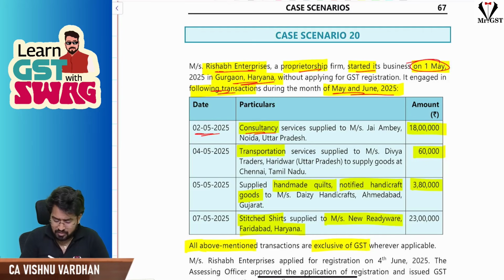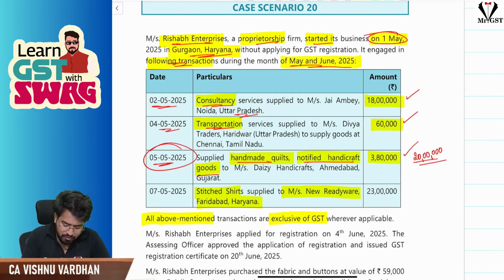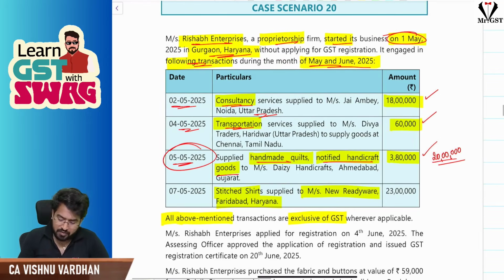On 2nd May, he has given consultancy services to a person in Uttar Pradesh. Because it is a service, no need to take GST registration even though it is interstate supply. On 4th May, again transportation services of 60,000. On 5th May, he is making homemade quilts, notified handicraft goods. Notified handicraft goods, also interstate supply you can make, you can enjoy the 20 lakh relaxation. But here it will cross 20 lakhs. So on 5/5/2025, you will become liable for registration.